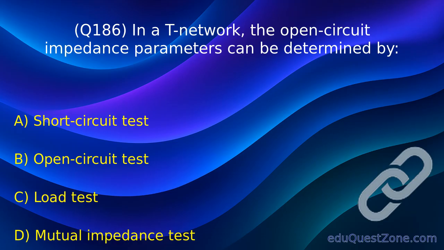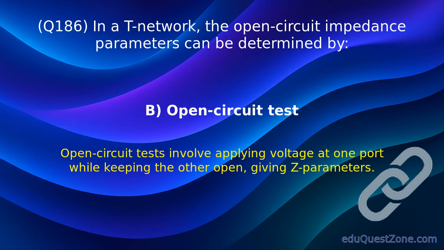Question 186. In a T network, the open circuit impedance parameters can be determined by... Option B, open circuit test. By open circuiting one port and applying voltage at the other to determine Z parameters.